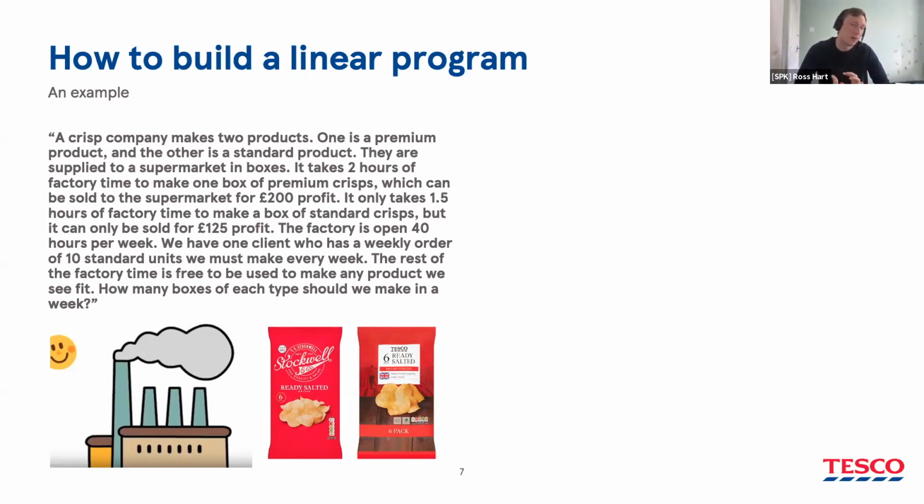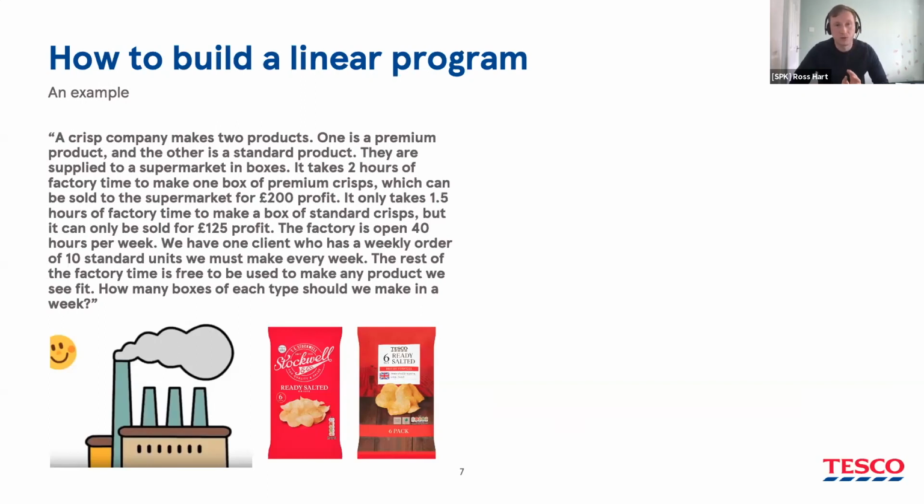So we've got a crisp company that makes two products. There's a premium product and the other one is a standard product. And they supply these to a supermarket. It takes 2 hours of factory time to make one of the premium products, and it takes only 1.5 hours to make one of the standard ones. But the profit you get from each of them is different. You get £200 profit from the premium and £125 from the standard product.